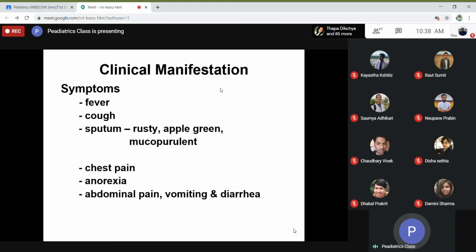anorexia. Sometimes if basal pneumonia is there, in the lower lobe at the base of the lung, it can cause referred pain to the abdomen, and there will be symptoms of vomiting and diarrhea, mimicking an acute abdomen. But you must always rule out pneumonia if the child has cough and high-grade fever. Don't stick only with the acute abdominal condition. Sometimes it mimics an acute abdomen, but it may be a basal pneumonia.